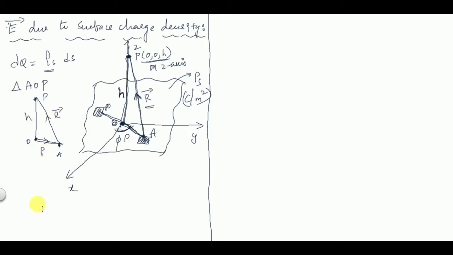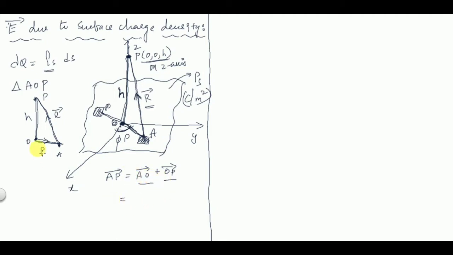So how can we write h? AP bar is equal to AO bar plus OP bar. This is from the triangle law of vectors: the third side must be taken in the reverse direction so that it is equal to the sum of the two sides of the triangle.